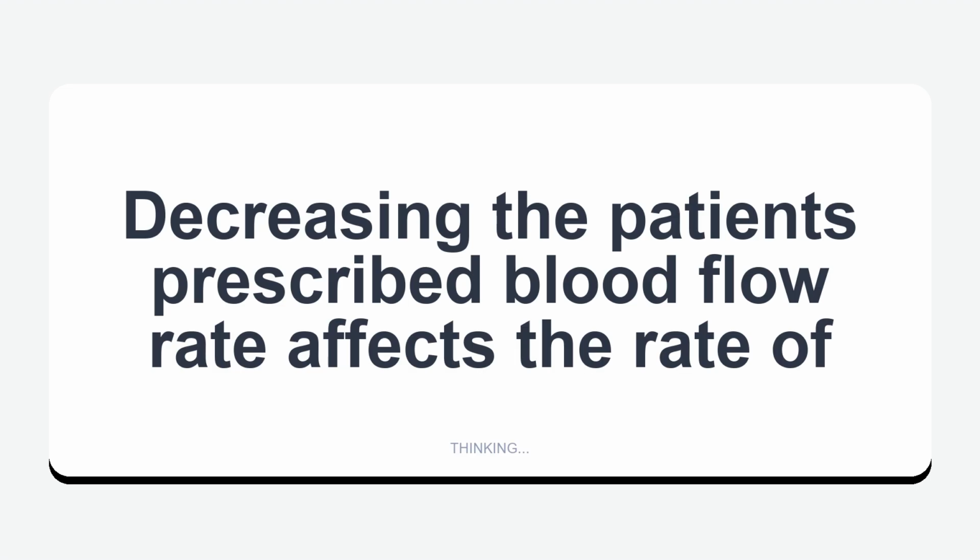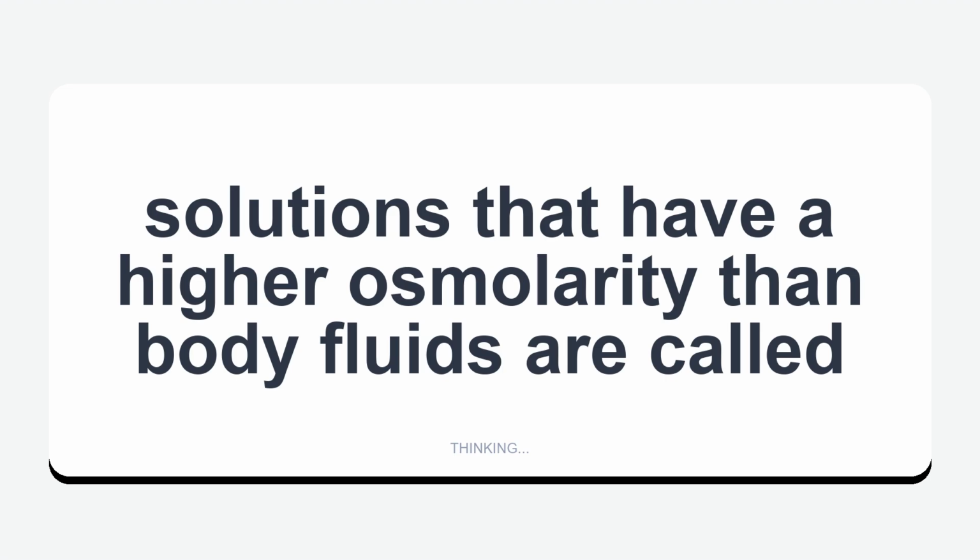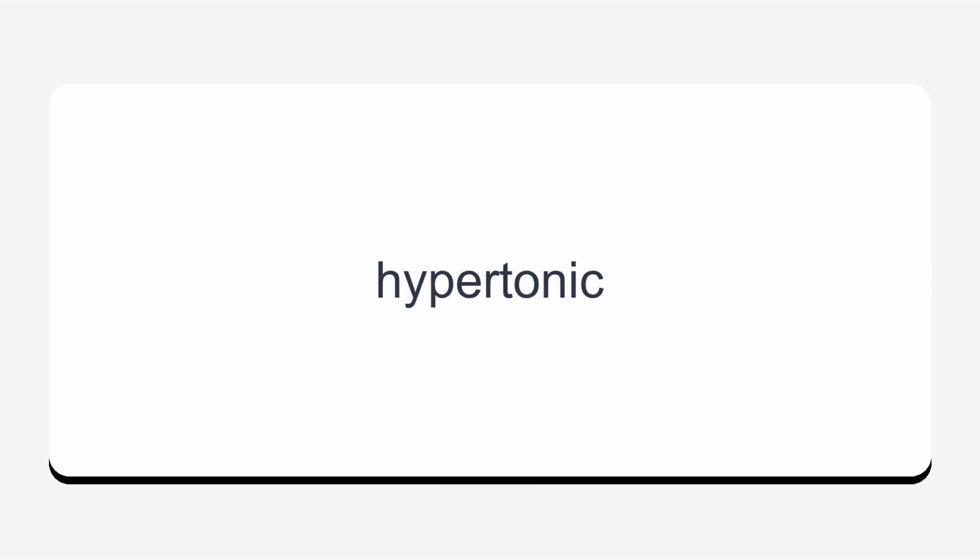Decreasing the patient's prescribed blood flow rate affects the rate of diffusion. Albumin is an important test that tells about the patient's nutritional status. Solutions that have a higher osmolarity than body fluids are called hypertonic.